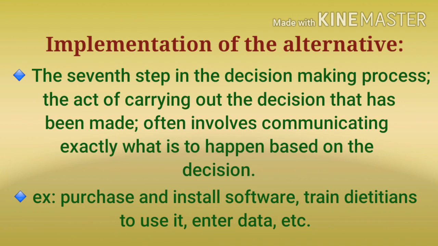Implementation of the alternative. This is the seventh step in the decision making process. The act of carrying out the decision that has been made often involves communicating exactly what is to happen based on the decision. Example, purchase and install software, train dietitians to use it, enter data, etc.